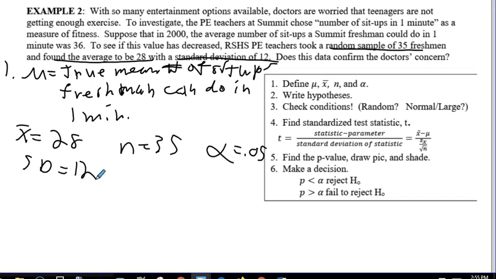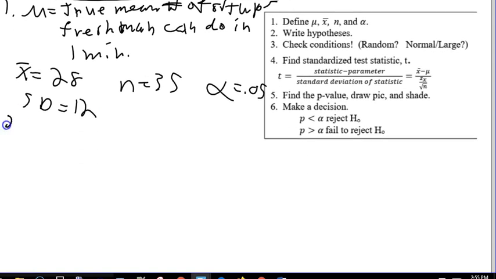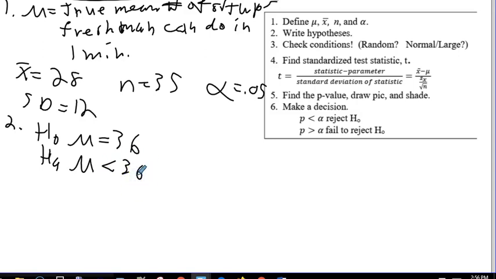Okay? That's everything. Number two, we do our Ho and Ha. Very simple. Ho, Ha. So mu, both here, equals a number. We're looking for the number that they found they could do, and it was 36. They think it was going to be less than 36. They predicted under that. It said to see if this value decreased. Decreases, doesn't go down. So we're checking for decrease. That's it for 2.